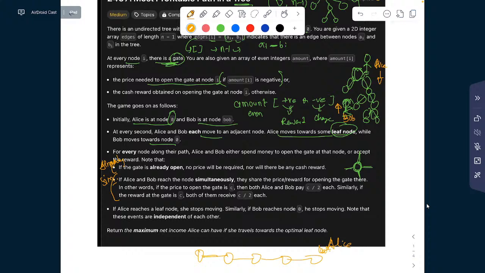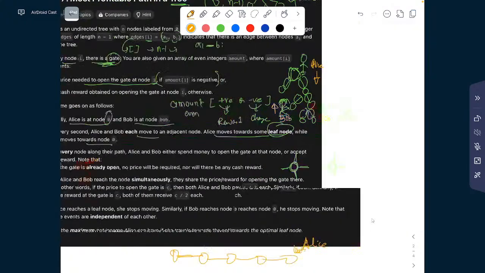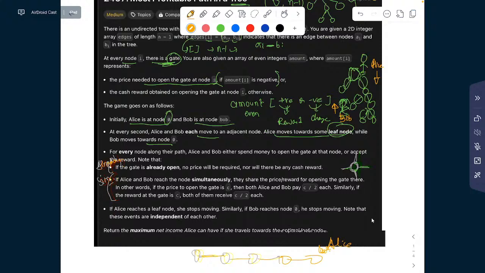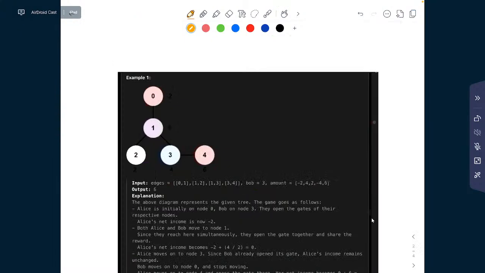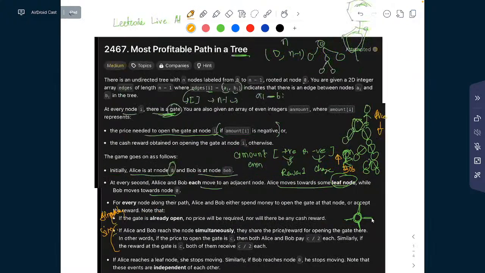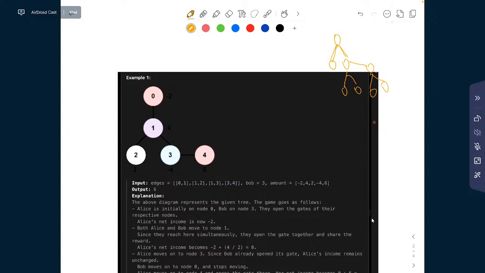Okay, guys, so I think I'm very sleepy today, but still I'll try to solve this problem. Now let's go to the example test cases.